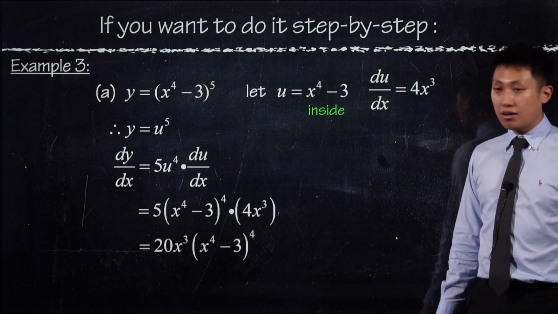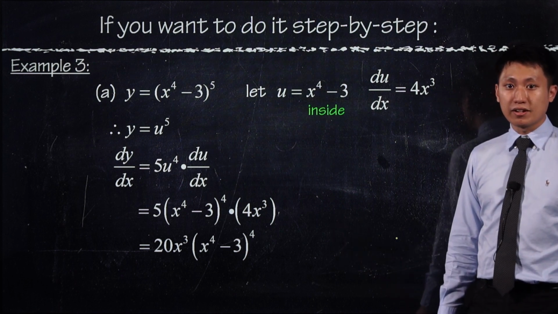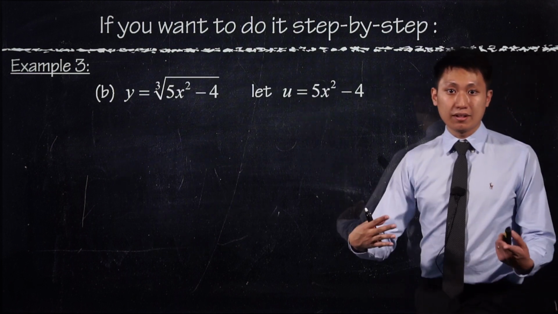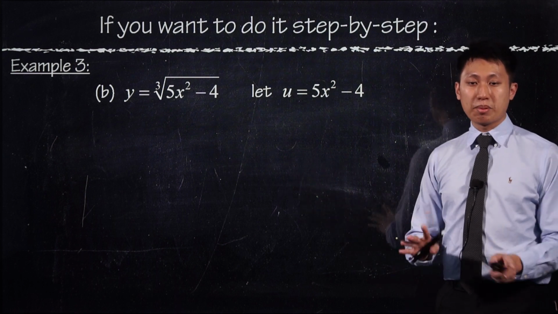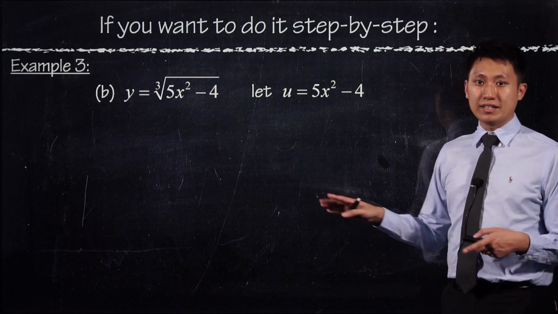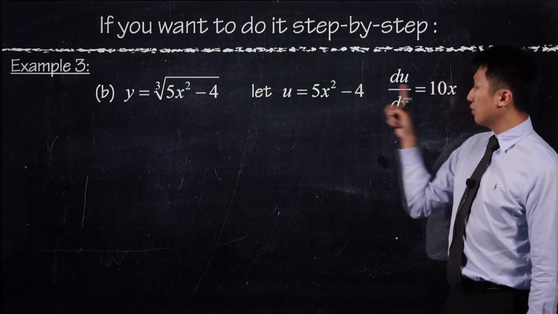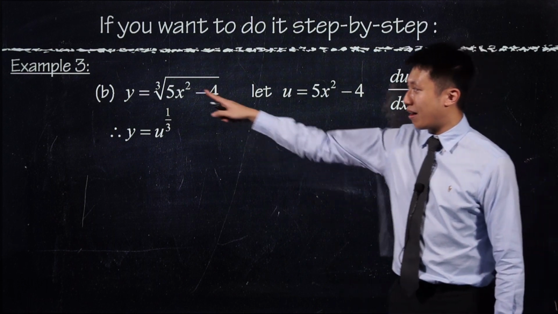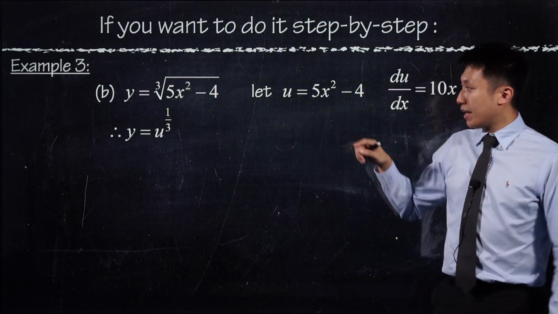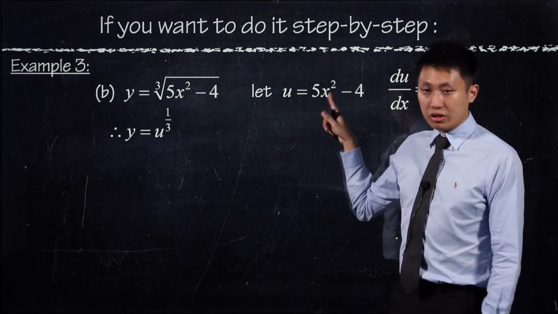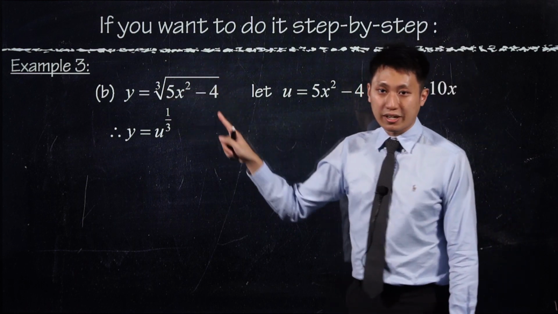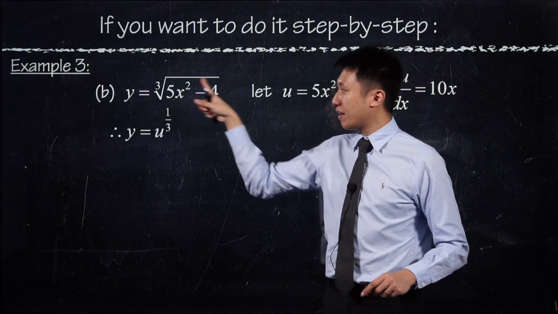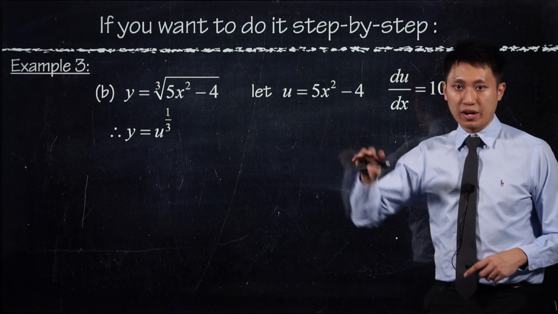Okay, any problem? No? Alright, next, B. I can do the same thing. I'm doing both ways, so you pick whichever fits you. You let u, then du/dx is this. Then the original y is given by u to the power 1 over 3. Just be careful. If you want to let u equal something, you don't let u be equal to the whole thing. You let u be equal to the inside of the power only. Inside the power is 5x squared minus 4, without the cube root and so on.